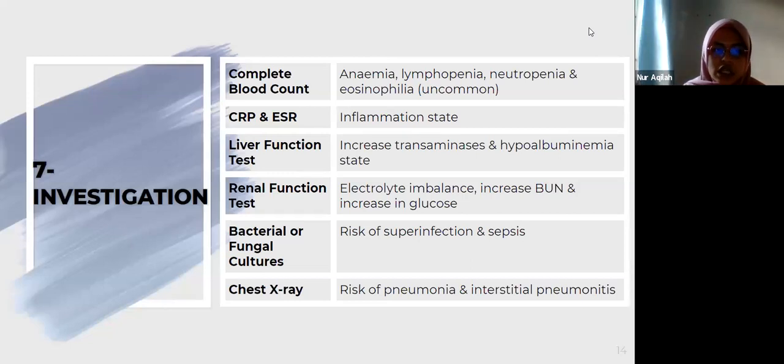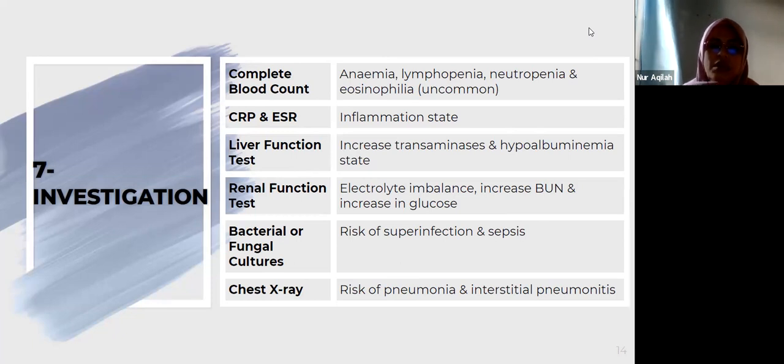Okay, so the investigations that we do are not to make the diagnosis, but to support it. The first one is the complete blood count, where we may expect anemia and lymphopenia, uncommonly neutropenia, and also eosinophilia. Then we also do CRP and ESR, which might be increased due to the inflammatory reaction. For liver function test, there will be a slight increase in transaminase and also hypoalbuminemia.